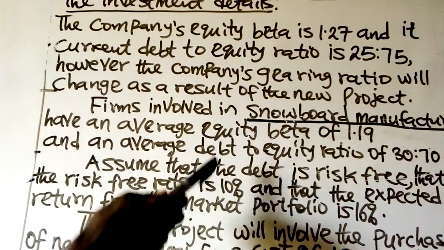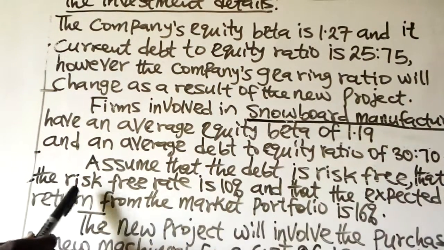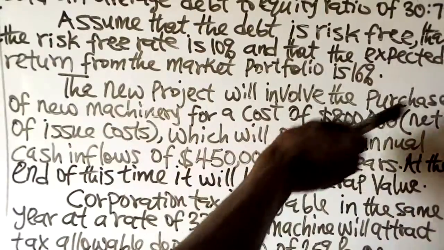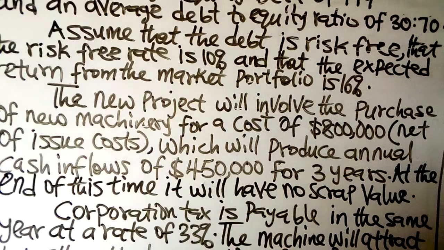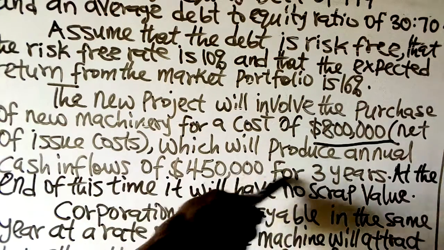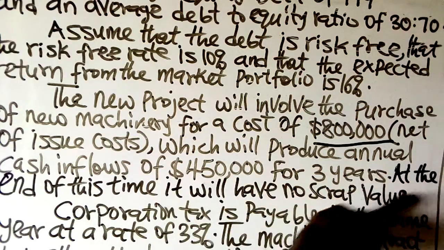Assume that the debt is risk-free, that the risk-free rate is 10%, and that the expected return from the market portfolio is 16%. The new project will involve the purchase of new machinery for a cost of $800,000 net of issue costs. That will be the outlay for the project, which will produce annual cash inflows of $450,000 for 3 years. At the end of this time, it will have no scrap value.